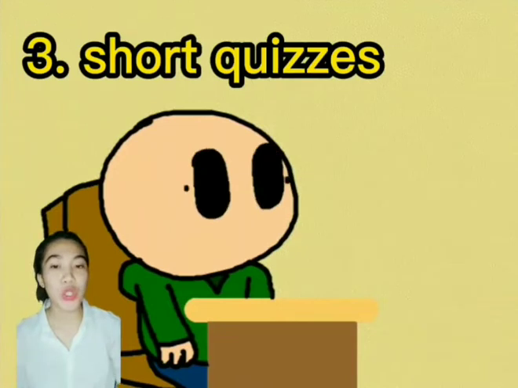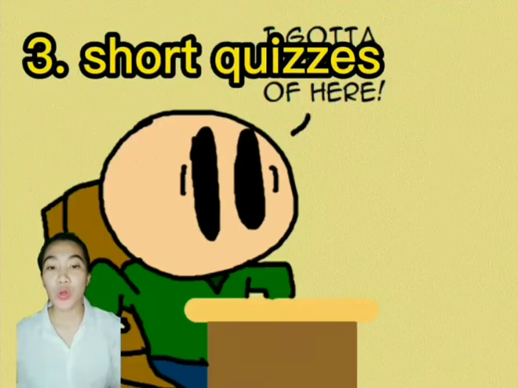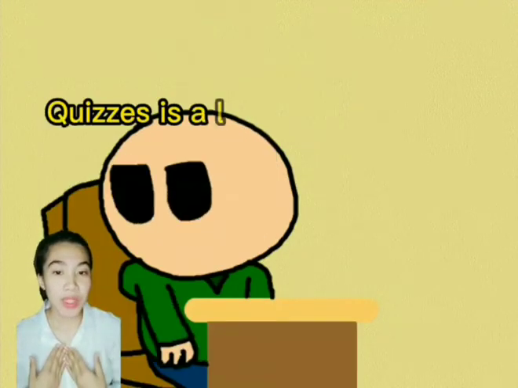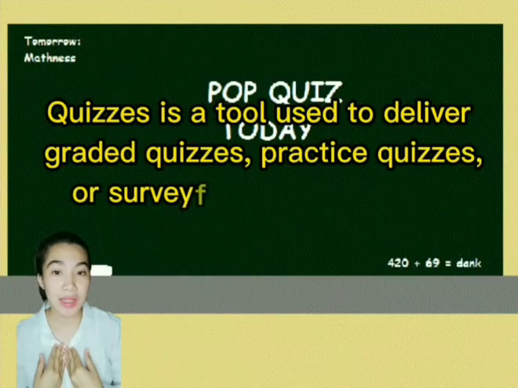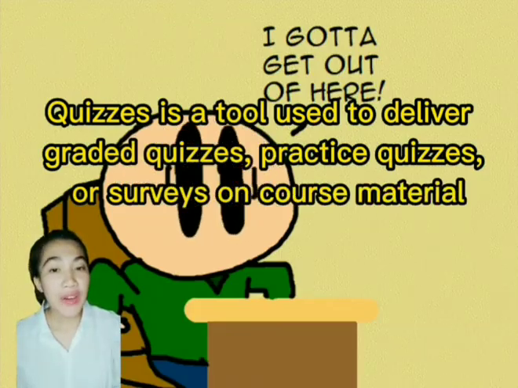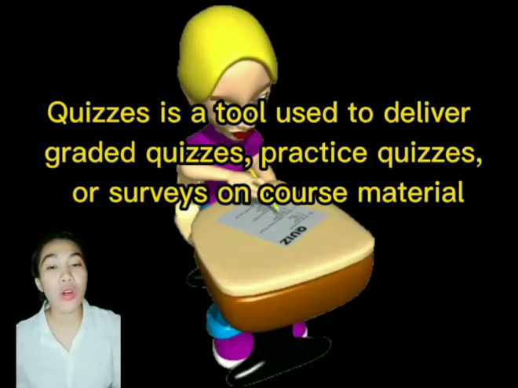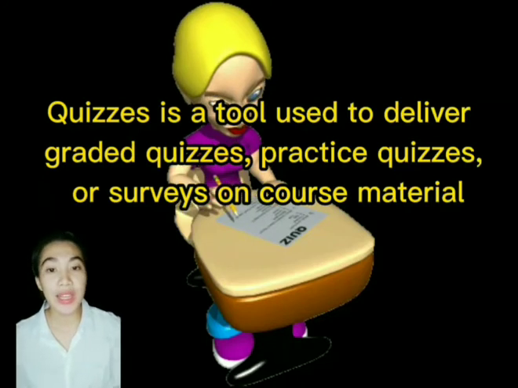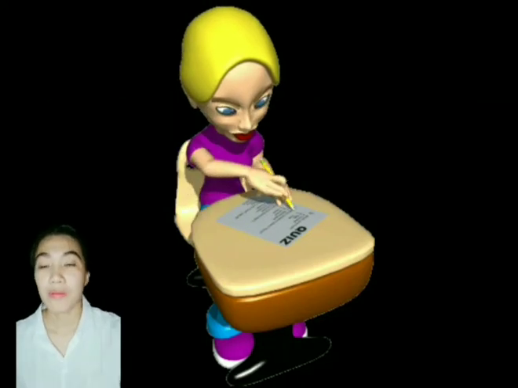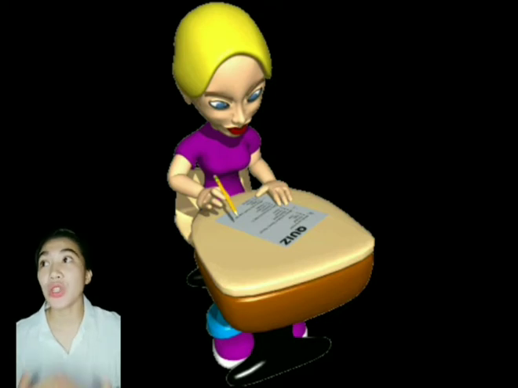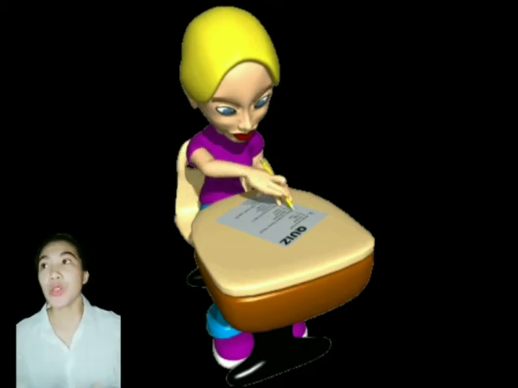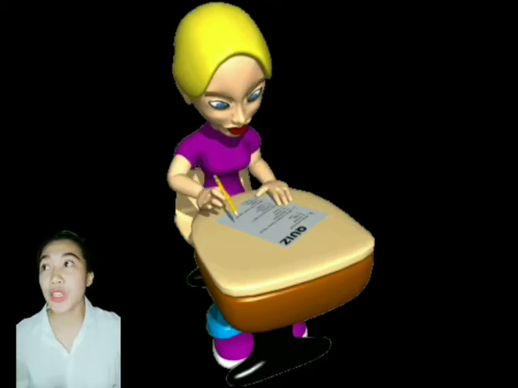Third, we have short quizzes assessment. Short quizzes are very common in students' assessment because right after the teacher discusses a topic or a lesson, he or she will then conduct a short quiz. Teachers can schedule short quizzes frequently to monitor their students' learning and progression.